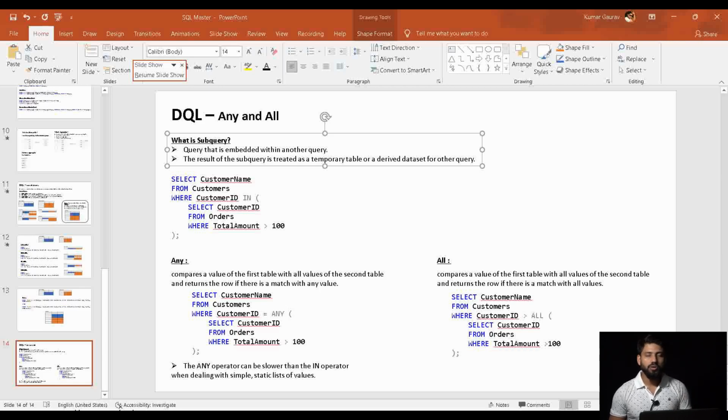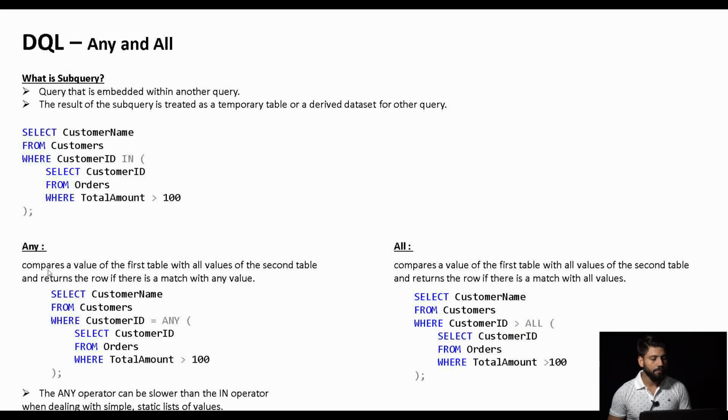Now moving ahead with ANY. ANY is more like the IN operator itself. It is an operator which compares a value of the first table with all values of the second table. The first table is select customer name from customers where customer ID. The second table is select customer ID from orders where total amount greater than 100. It will compare both tables, and based on whatever operator you have used, it will return the row if there is a match with any value. If any value in the second table matches the first table, it will output that particular row, just as the IN operator works. Similarly, ANY also works.